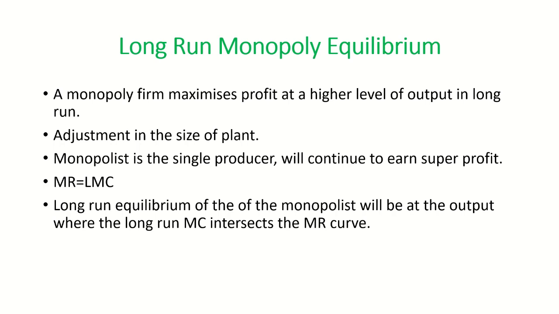So ഇവിടെയും condition same ആണ്. Equilibrium level എത്തണമെങ്കിൽ the marginal revenue should be equal to the long run marginal cost, and the long run equilibrium of the monopolist will be at that output where the long run MC intersects the MR curve. So നമ്മൾ കഴിഞ്ഞതിൽ പറഞ്ഞതുപോലെ തന്നെ ഇവിടെ MC should be equal to MR and MC cuts MR from below. So that is the mantra for long run monopoly equilibrium.